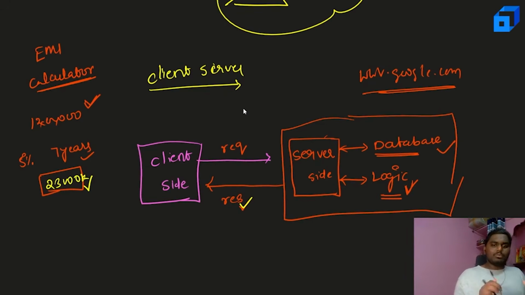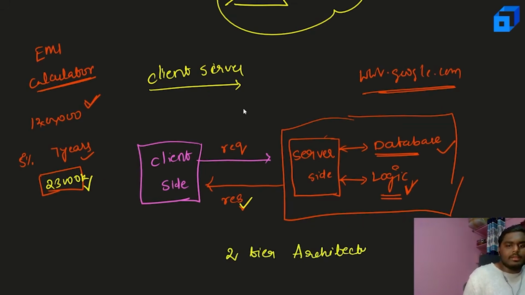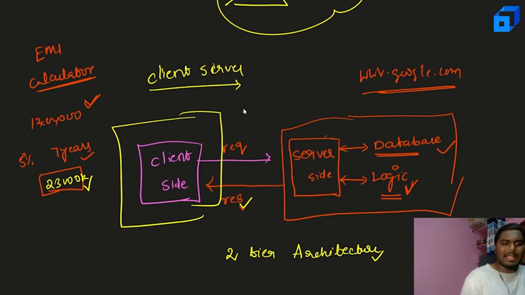So this is how the actual client server architecture looks, and we often call this a two-tier architecture. Why two-tier? Is there anything apart from the client side and server side? No, there is nothing else involved.